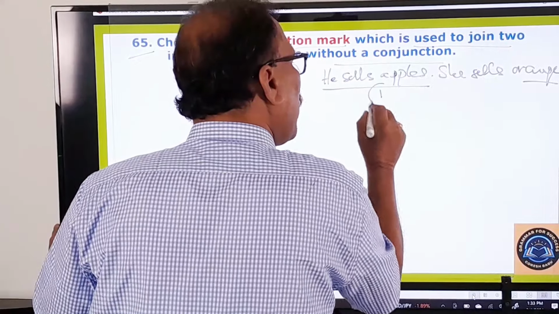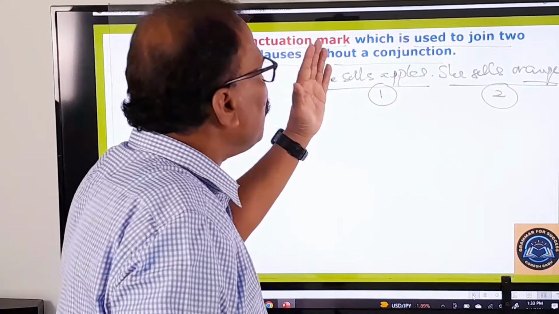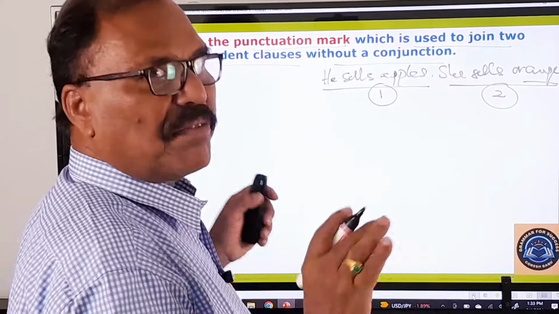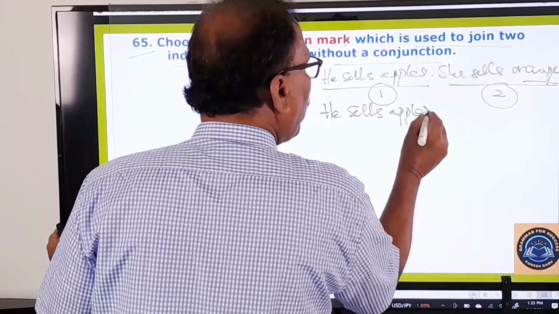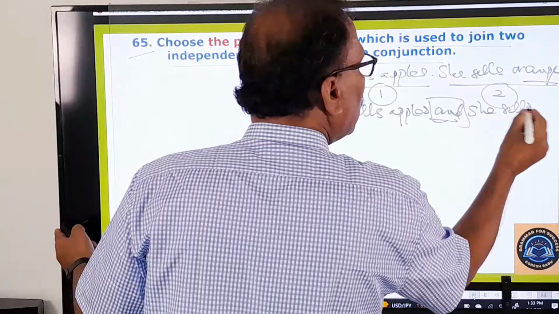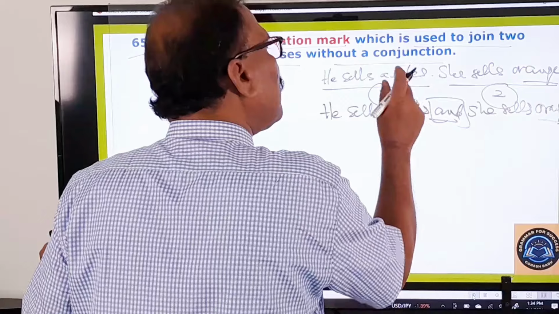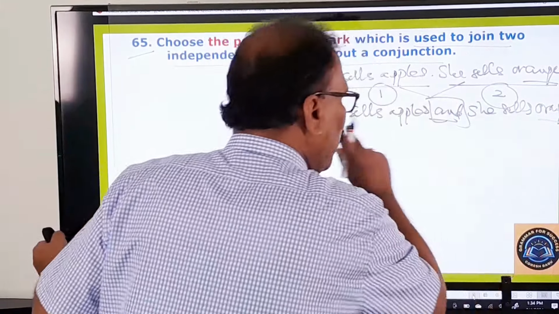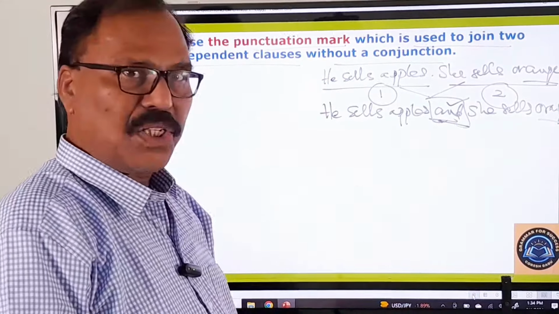He sells apples, this is one simple sentence. She sells oranges, this is another simple sentence. This is a complete simple sentence, no doubt about that. Now you can join them together with a conjunction first. Okay, he sells apples. Okay, and we are joining these two statements with and. She sells oranges. So here, he sells apples and she sells oranges. So in this way we have brought these two separate simple sentences into one single sentence. Now it is one single sentence with the help of this conjunction and. And is a coordinating conjunction.